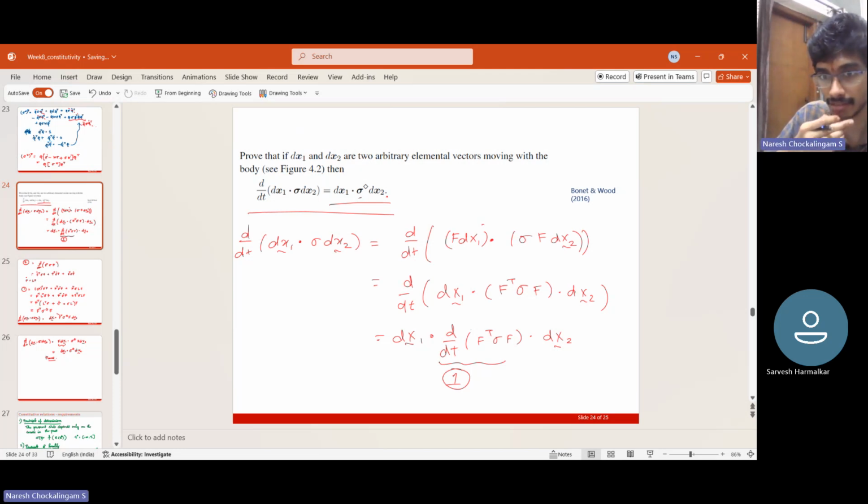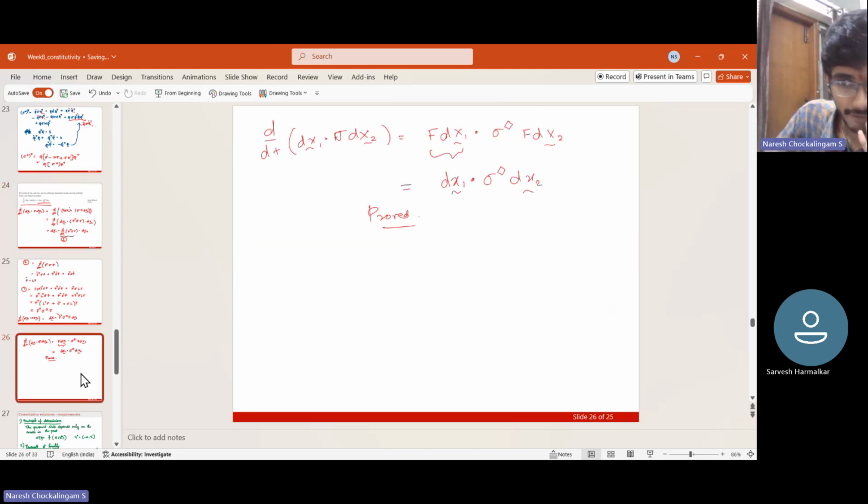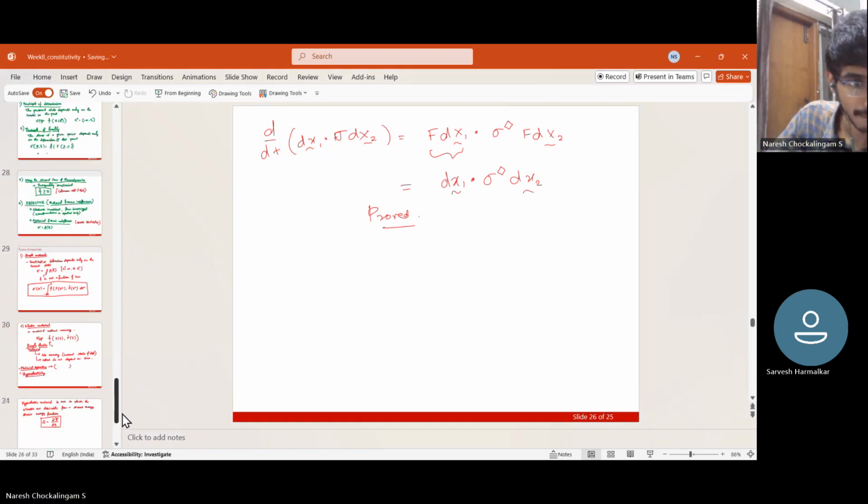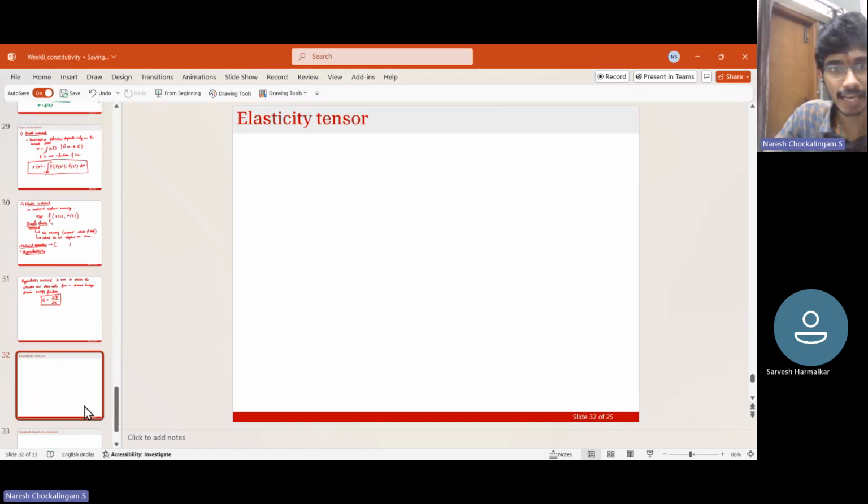Okay, so this is all about stress rates, objective stress rates. Then finally, we have a little bit of time. I'll just finish the last concept, which is the elasticity tensor. The material elasticity tensor is defined as follows.